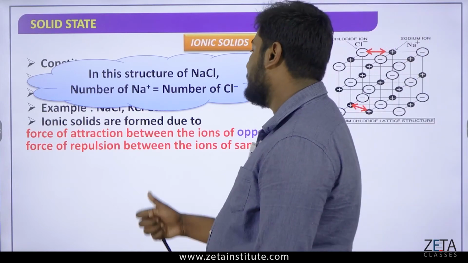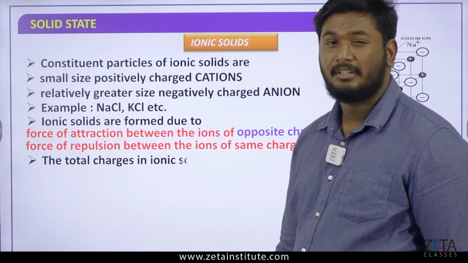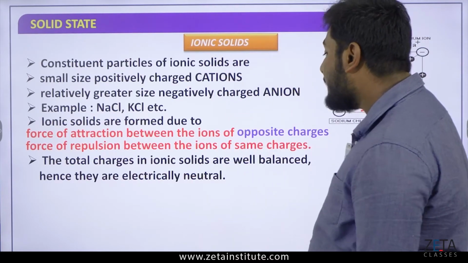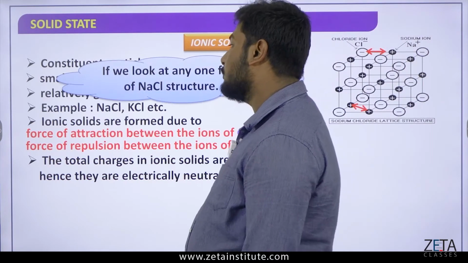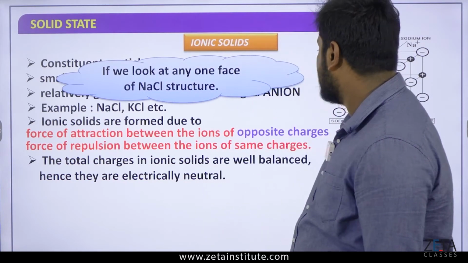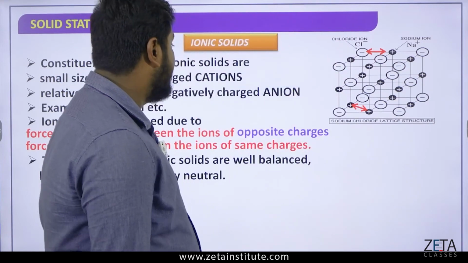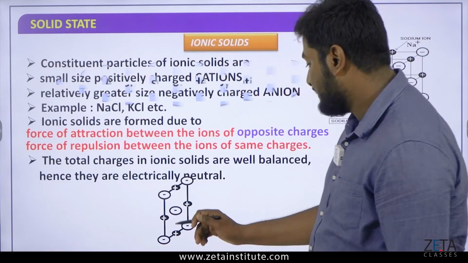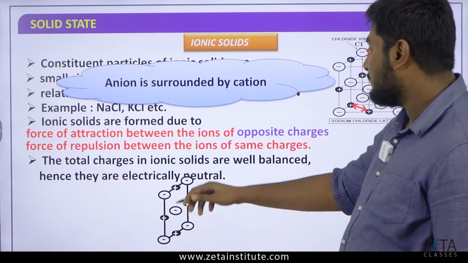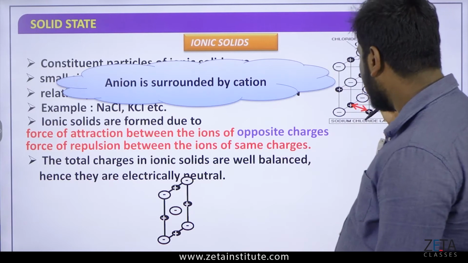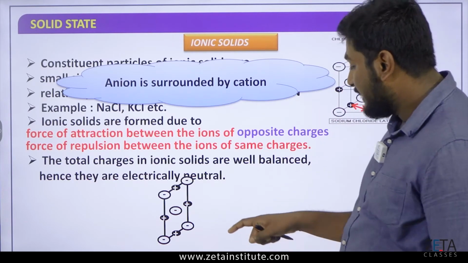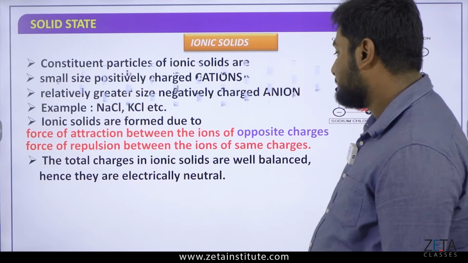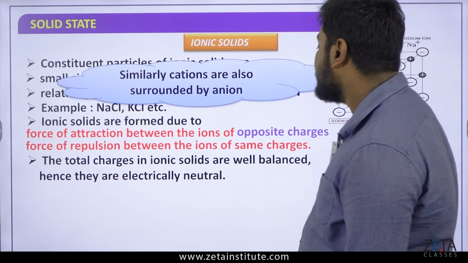Clear? And the force of attraction between the ions of opposite charge, we already mentioned that in the structure of NaCl, number of Na plus equal to number of Cl minus. We will discuss that during the study of crystal lattice. And the total charges in ionic solid are well balanced, hence they are electrically neutral. If we look at any phase of this NaCl, if we are checking this phase, we can say anion is surrounded by cation, and similarly, cation also surrounded by anion.